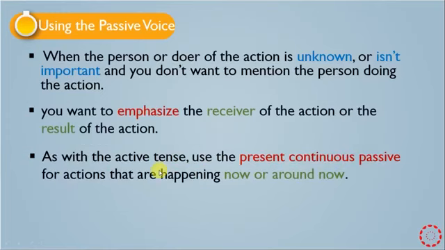As with the active tense, use the present continuous passive for actions that are happening now or around now. Now let me show you what is the structure or the form of present continuous passive.